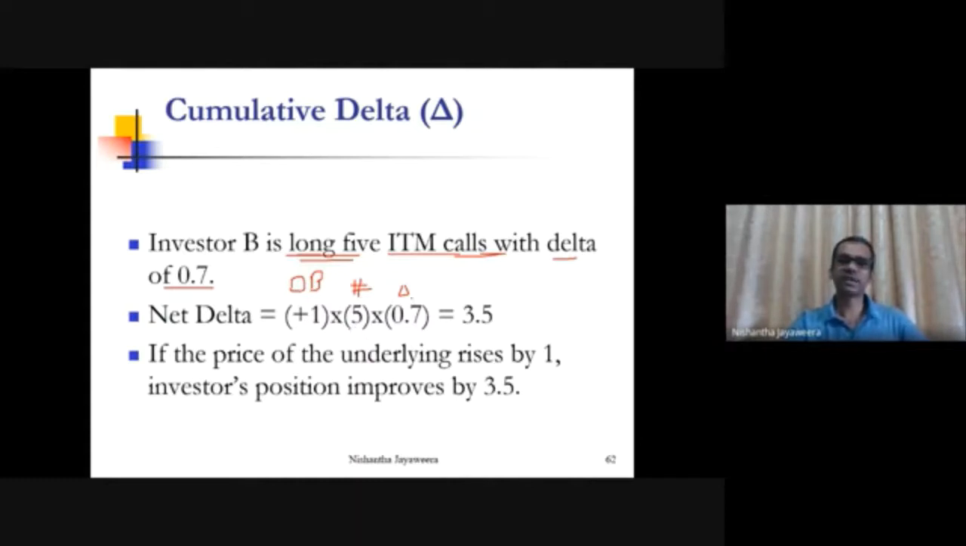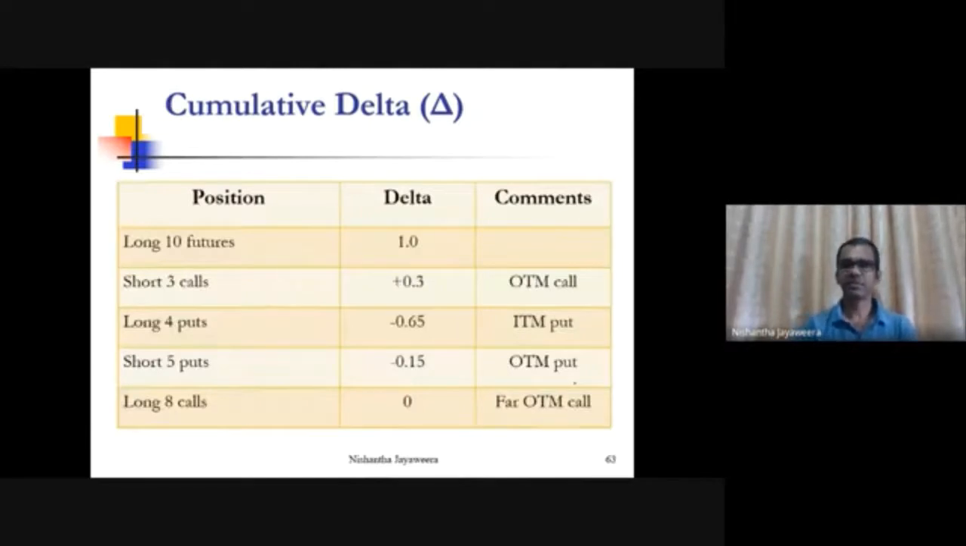Number of contracts and the delta of the options. So since he has bought 5 options, 5 into 0.7, 3.5. So if the price increased by 1, he improves by 3.5.